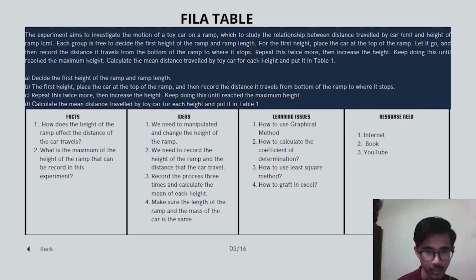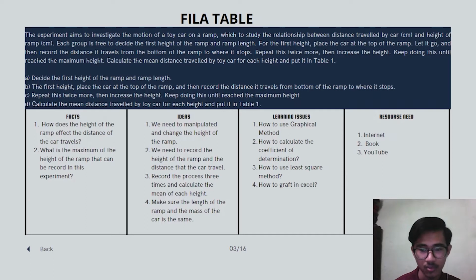The first one is we need to manipulate and change the height of the ramp. Second is we need to record the height of the ramp and the distance that the car travels. And the third one is record the process 3 times and calculate the mean for each height. For the last one, make sure the length of the ramp and the mass of the car are the same. For the learning issues: how to use the graphical method and how to calculate the coefficient of determination.